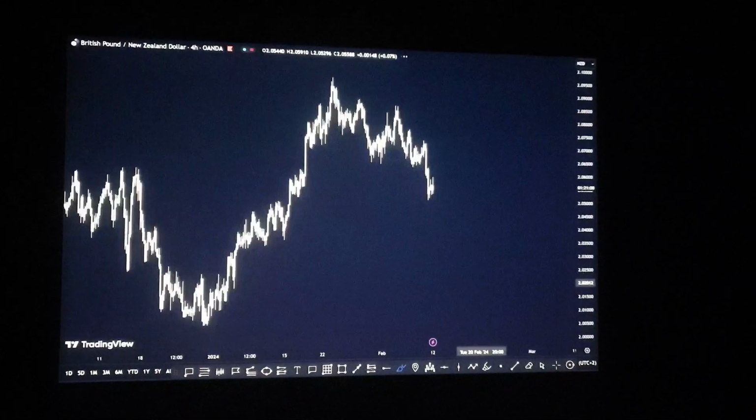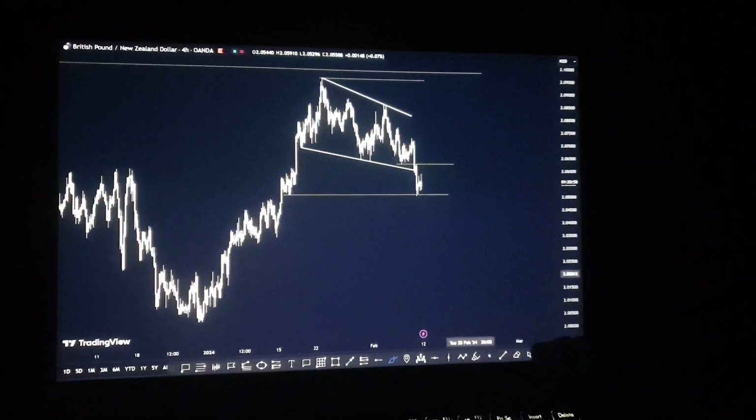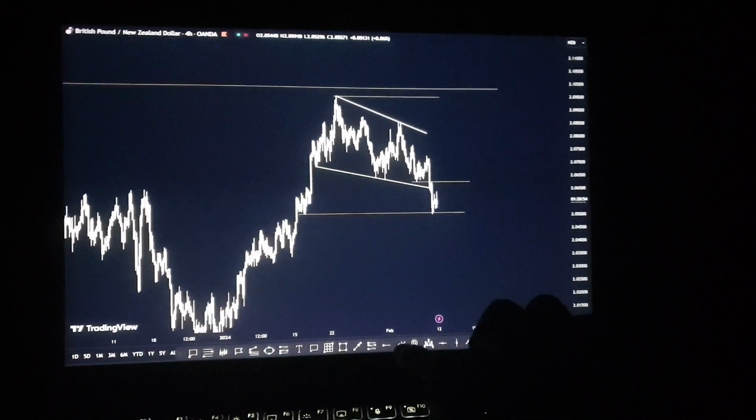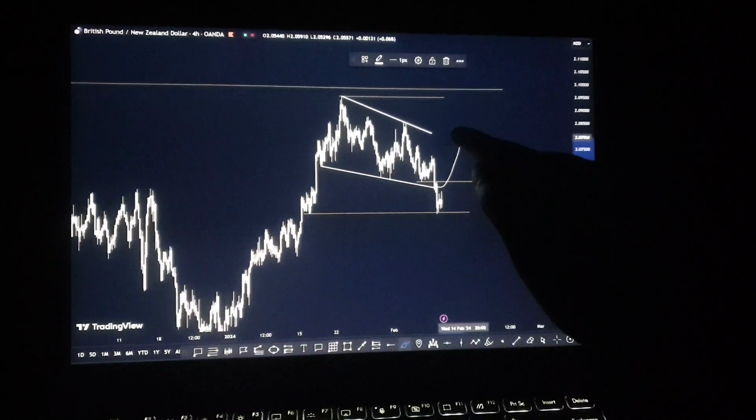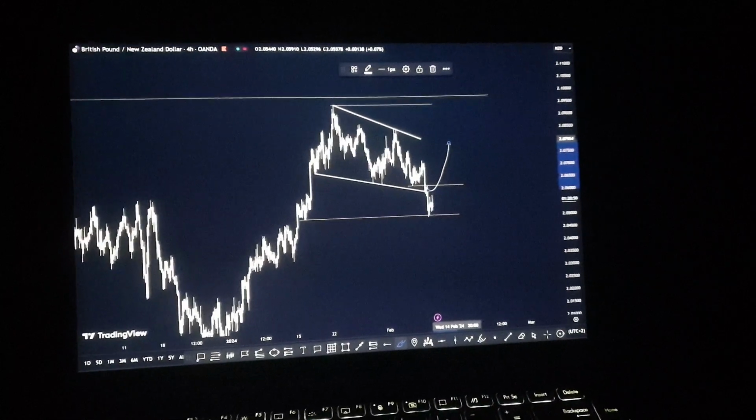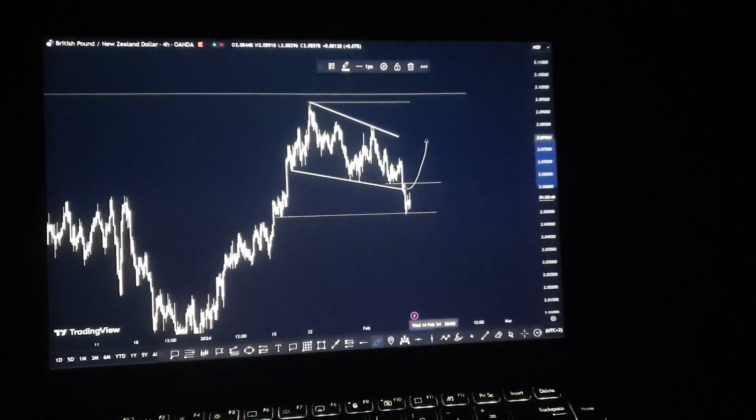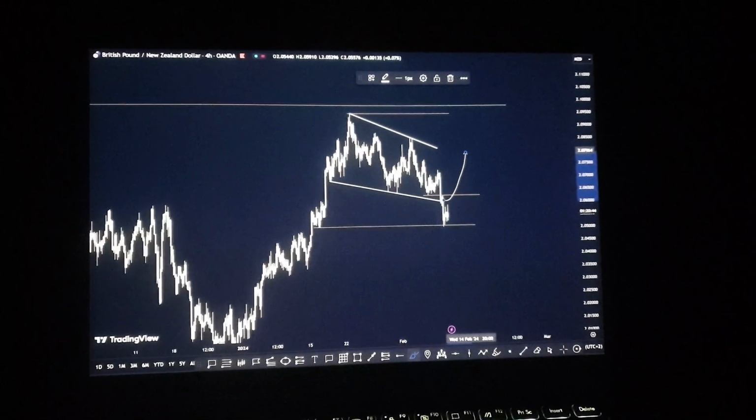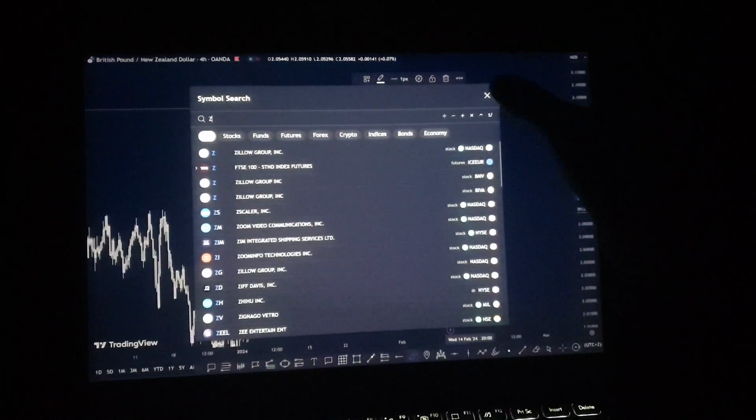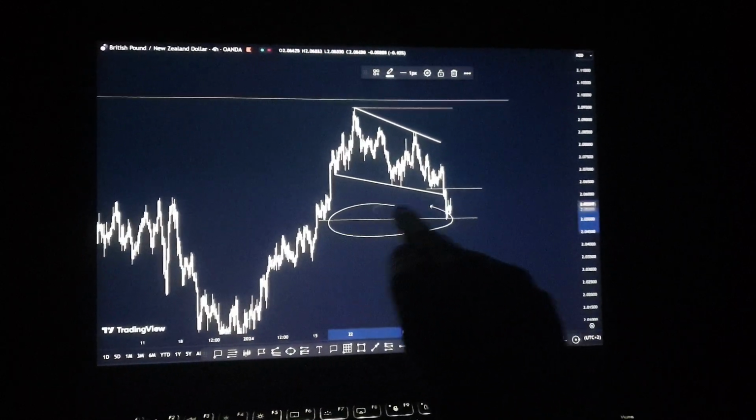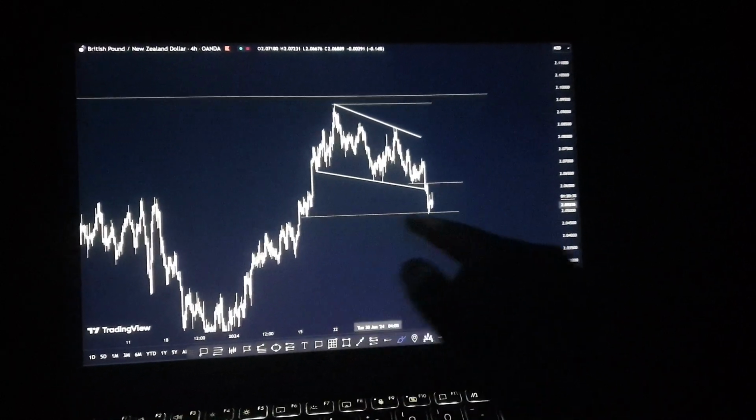Next pair, GBP NZD. Not gonna lie, GBP NZD showed me flames last week. I've been looking to go long over here, but then we didn't get an entry. And I went in on a risk entry, mind you, but then it ended up pushing to the downside basically. We came back to retest previous lows, giving us a double bottom right here.